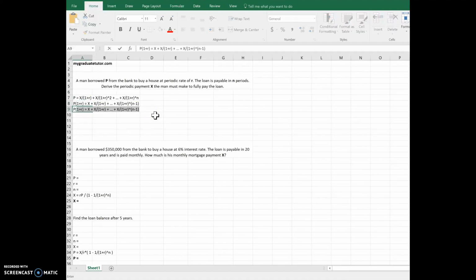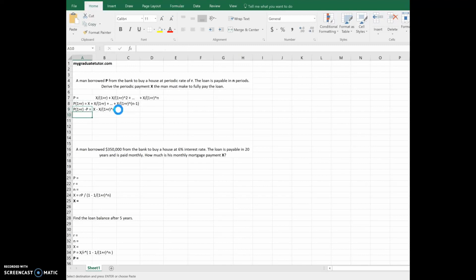Alright, now we will subtract equation 1 from equation 2. Right, and so what we have is p times 1 plus r minus p. Okay, so we're going to subtract this from the second equation now. So when we subtract 1 from equation 2, a lot of things will cancel out here, right? So this x all over 1 plus r will cancel out with x all over 1 plus r there, and all the succeeding terms will cancel out as well. The only thing that will remain is the last term. Okay, so this would be x minus x divided by 1 plus r to the n.